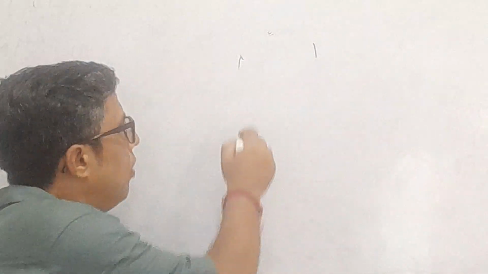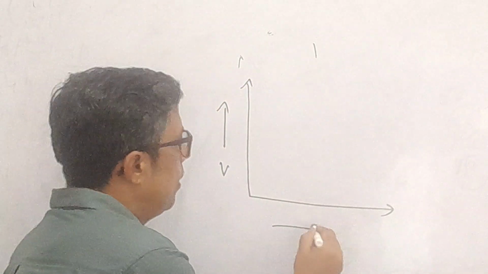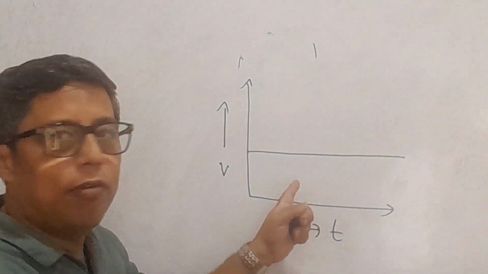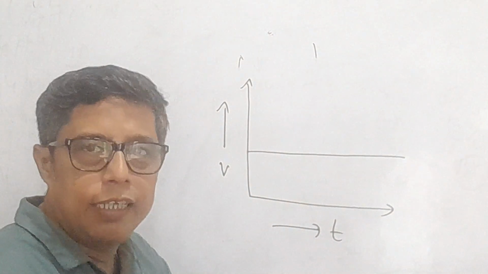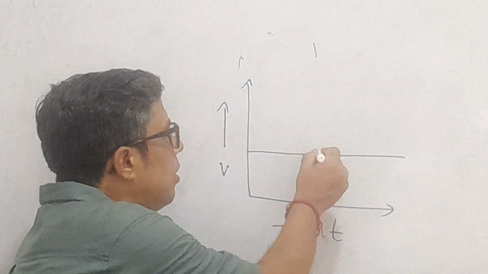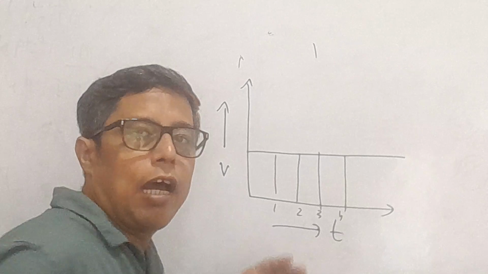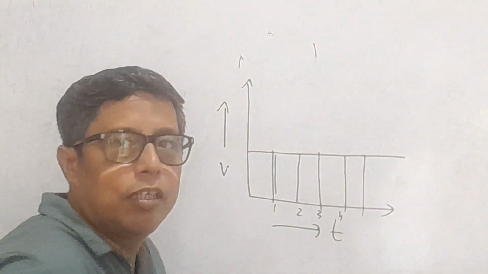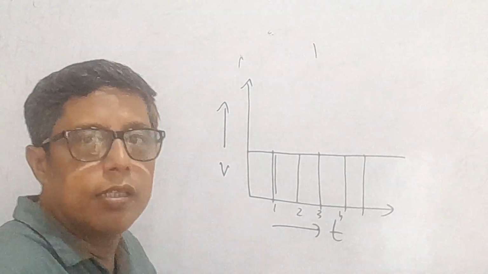Next is the velocity-time graph. On the y-axis you take velocity and on the x-axis you take time. First, draw a straight line parallel to the time axis. This represents that the velocity is not changing, or uniform velocity. The y-axis values are the same while time is moving 1, 2, 3, 4, but the velocity value is not changing. So this represents uniform velocity, and here the slope will be equal to 0, right?